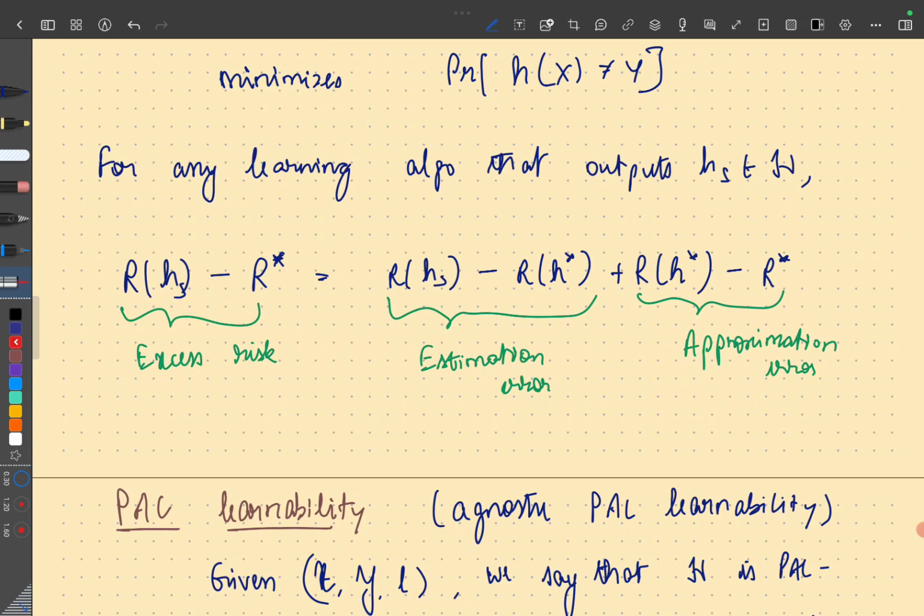The definition of PAC learnability for a hypothesis class is a statement purely about the estimation error. For that hypothesis class, the approximation error could be large, and therefore the excess risk could also be large. But the estimation error can be made small.